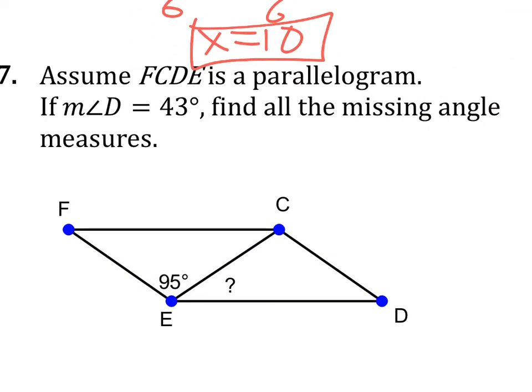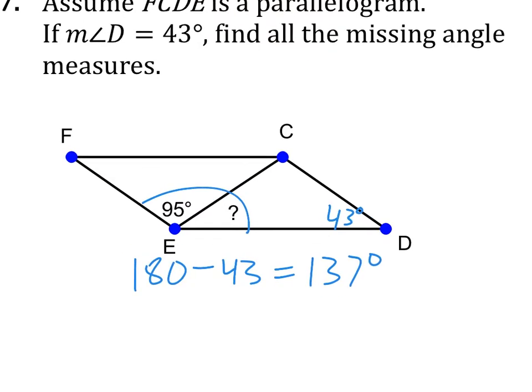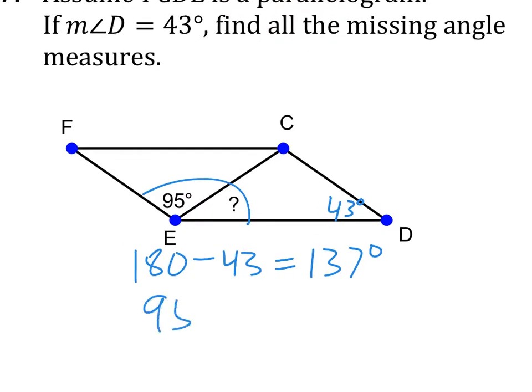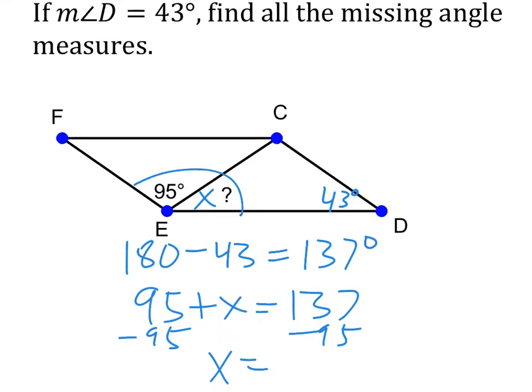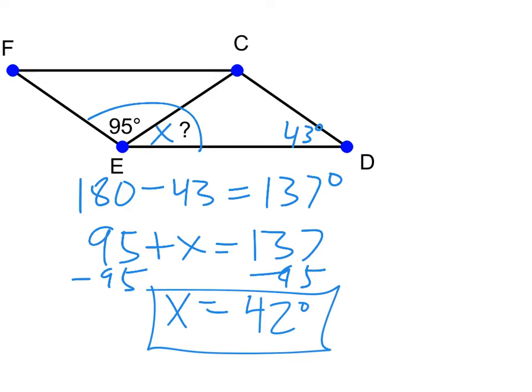So if we assume this is a parallelogram and we know this D is 43 degrees, well, these have to be supplementary, right? 180 minus 43 is 137 degrees. And so these guys, 95 plus x has to be 137. We'll call this x right there. So subtract 95, and we've got, well, let's see, 42. That should be good. All right, there you have it.